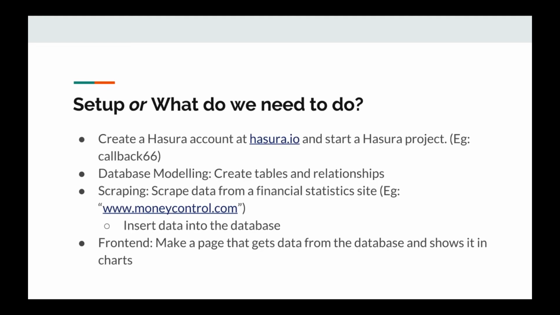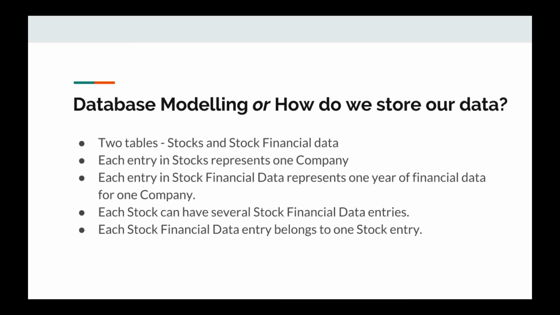Then we're going to have to model our database. We're going to create tables and relationships so that we can store our data in a meaningful format and retrieve it very easily. We're then going to scrape all the data that we need from a financial statistics site and insert it into the database. This is probably something we'll do by means of a Python script. It's very easy to do that in Python. And then we're going to write a small front end using JavaScript and Node.js. That will be a simple page that will just query data from the Hasura API and show it in a simple chart.